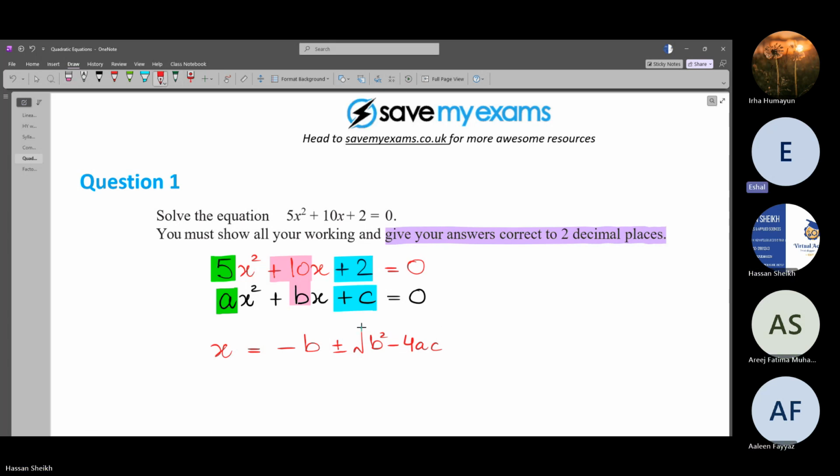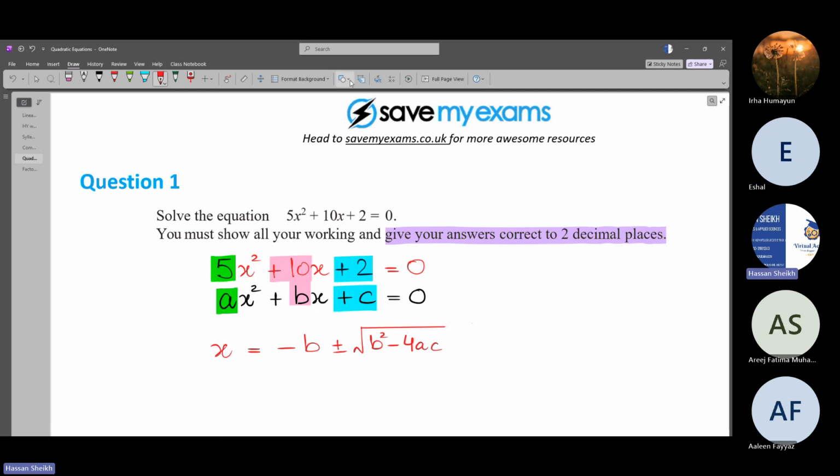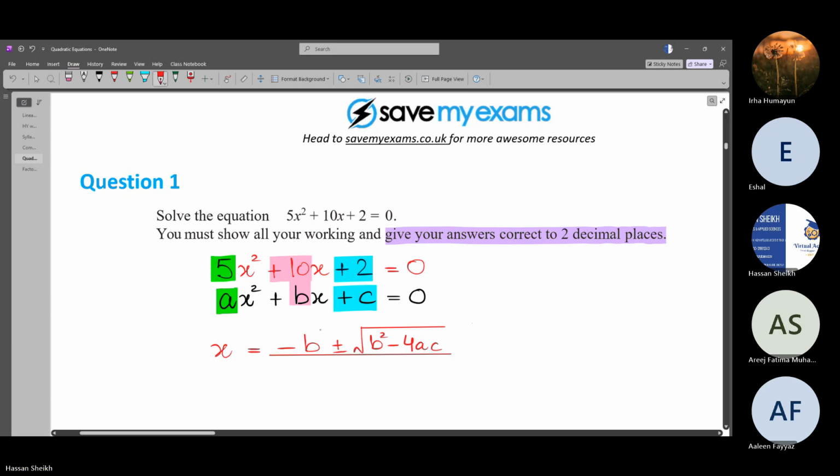Yes. That's why it's plus and minus here, because there will be two solutions for x. One comes with the plus sign and the other comes with the negative sign. Okay? Over to A.